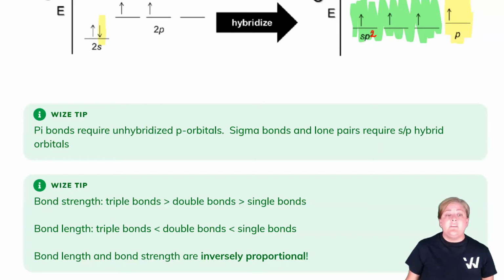Now, it's important to also keep in mind that we're going to have a relationship with bond strength, length, and the single, double, and triple bond. For bond strength, triple bonds are stronger than double, which are stronger than single. And for bond length, the triples are the shortest and the singles are the longest. Bond length and bond strength are inversely proportional. So here is your introduction to hybridization, something you would have seen earlier in your chemistry life, but a good reminder of an important concept as we start to move into more complex examples.